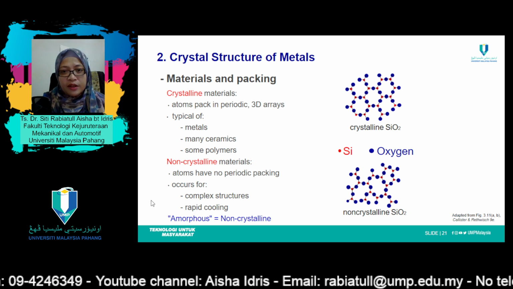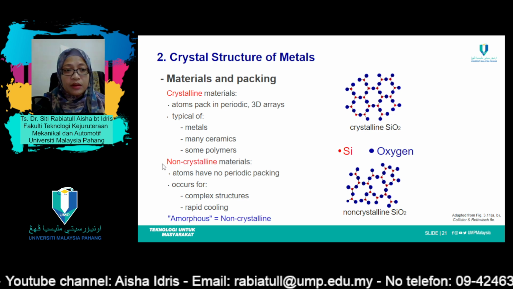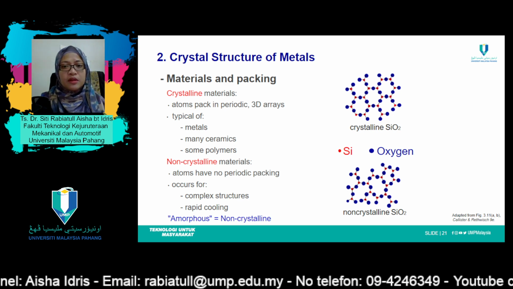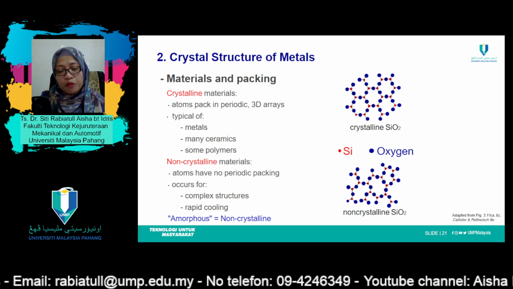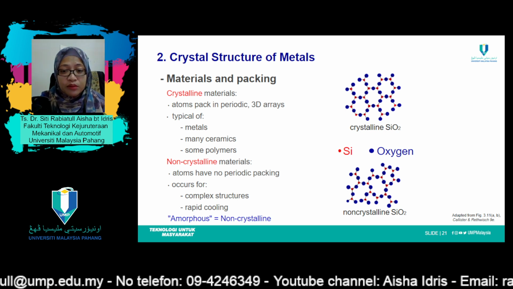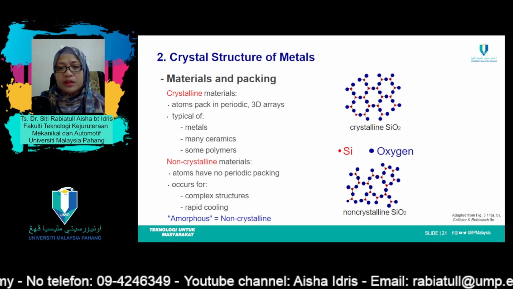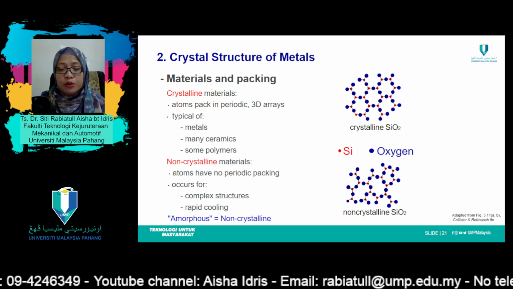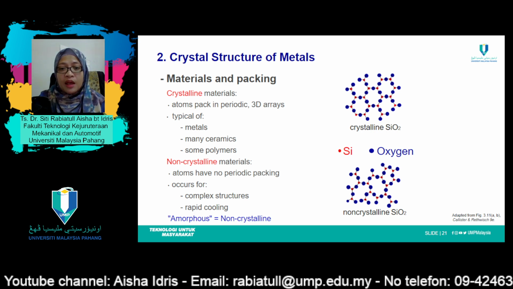Okay, so now let's move on to chapter 2, which is crystal structure of metals. In crystal structure, there are normally two types that we need to know, which are crystalline materials and non-crystalline materials, also known as amorphous. In crystalline materials, the atoms are normally packed in periodic 3D arrays, whereas in amorphous, atoms have no periodic packing.